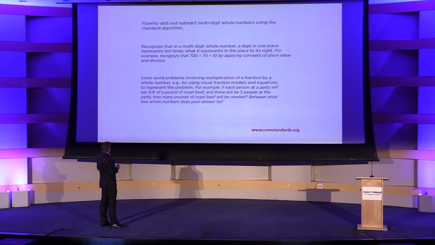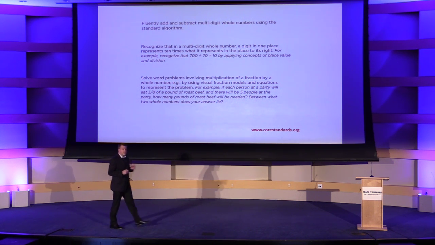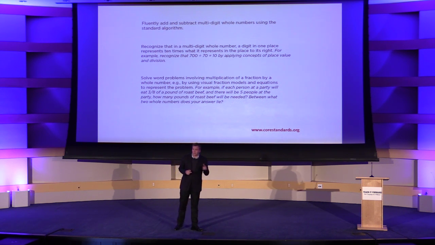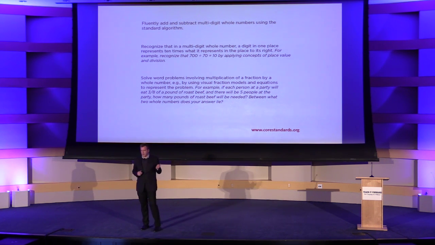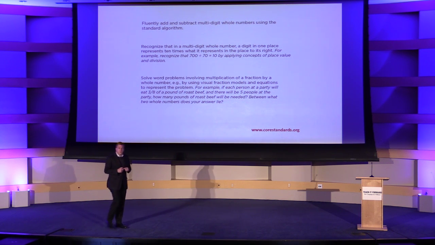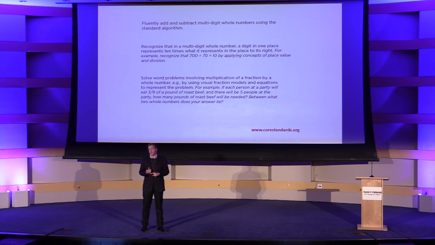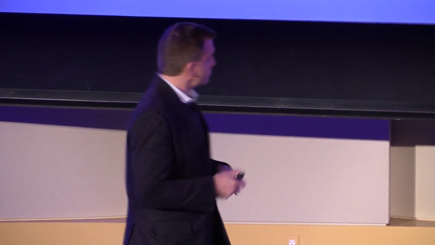Here's another one. Recognize that in a multi-digit whole number, a digit in one place represents 10 times what it represents in the place to its right. So for example, 700 divided by 70 could be a problem in long division, or it could be something we know is 10 because we understand what the 7 in 700 means and what the 7 in 70 means, the 10 times as much. It wasn't usual in previous state standards to mention the important ideas in school mathematics by name and to set them as expectations.